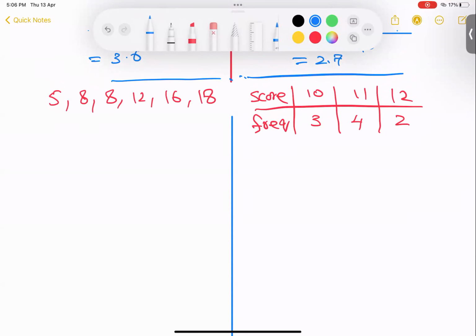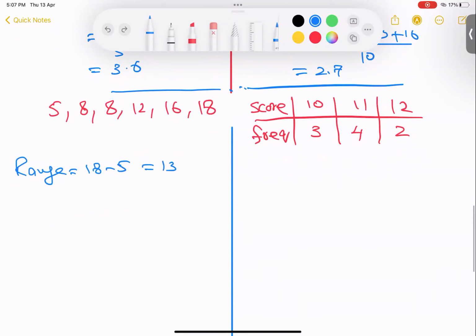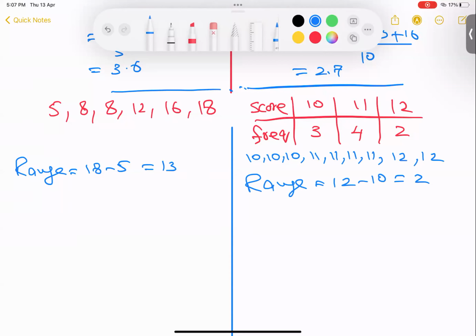First of all, this data is already in raw form. So what is the range? Range. Highest value 18, lowest is 5, answer is 13. Over. Okay, this question only, I am writing in expanded form. 10 3 times, so 10, 10, 10. 11, then 11, then 11, then 11, then 12, and 12. So if I ask you the range in this form, range is so simple. Highest is 12, lowest 10, 2 is the answer, and I believe it is easy. Okay, range is 2 and range is 13.